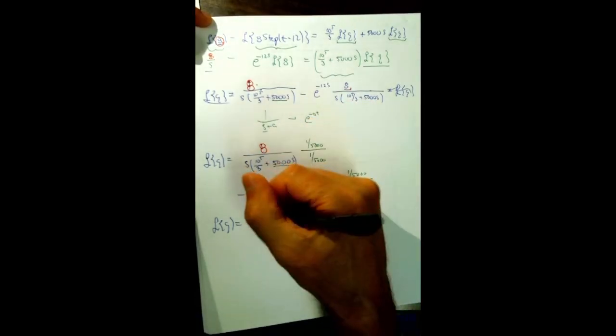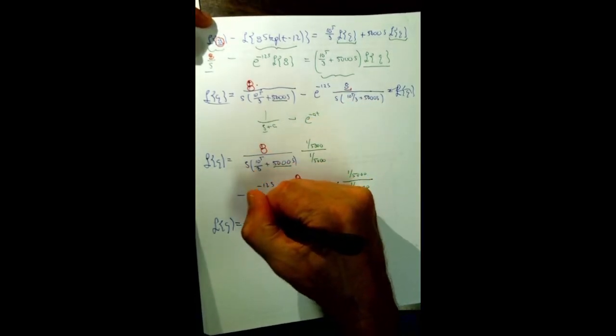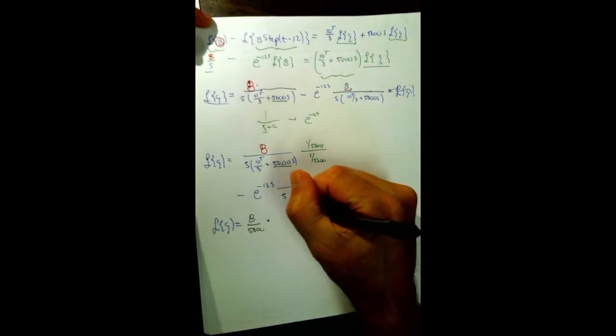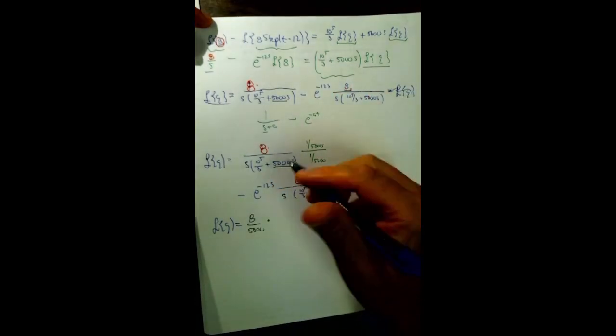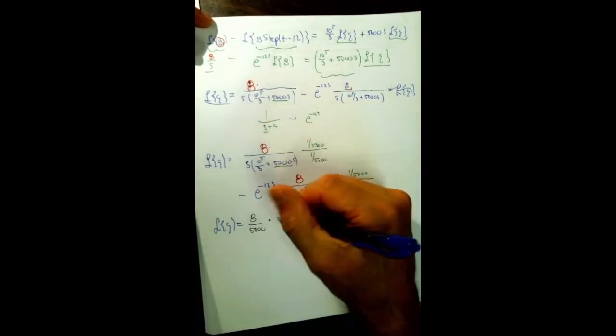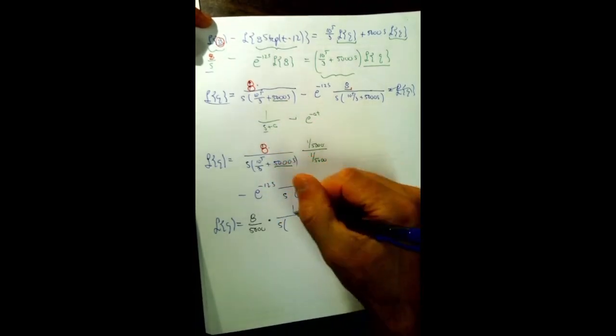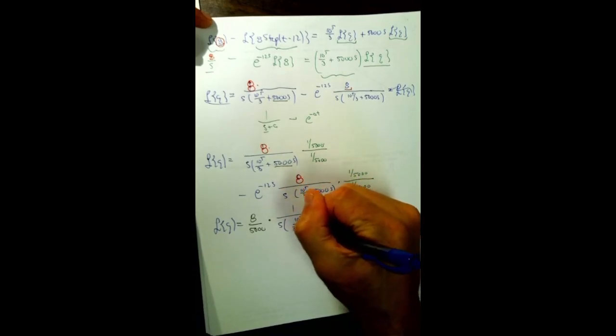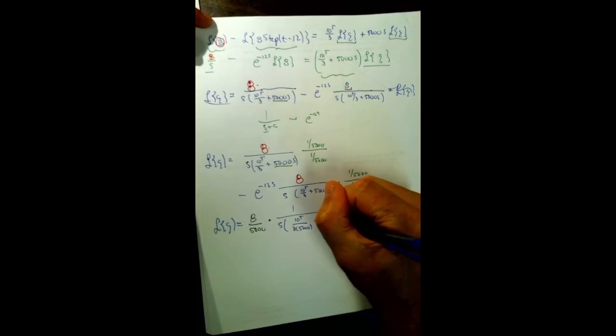All right, so this becomes 8 over 5,000 from this term and this term times 1 over, if I multiply this through, I get s. This becomes 10 to the 5th over 3 times 5,000 plus s.